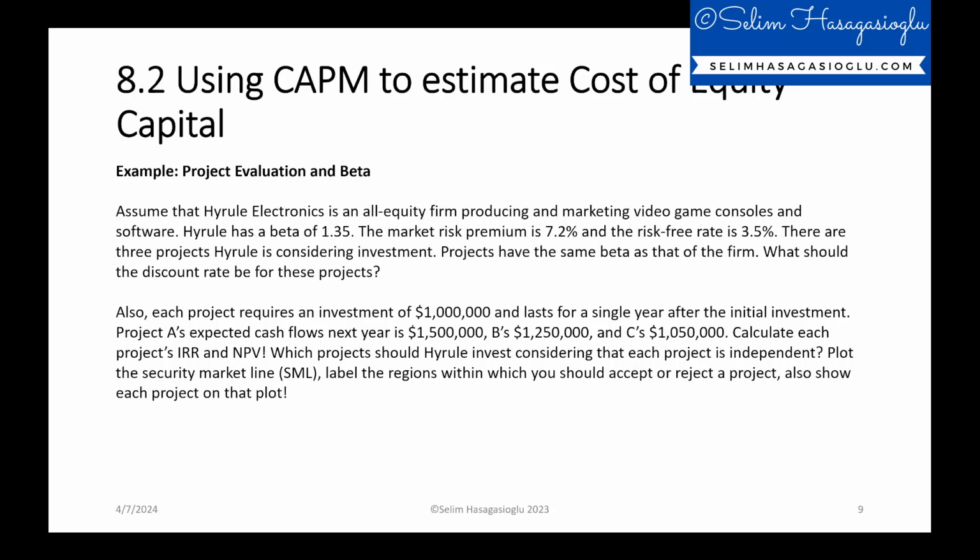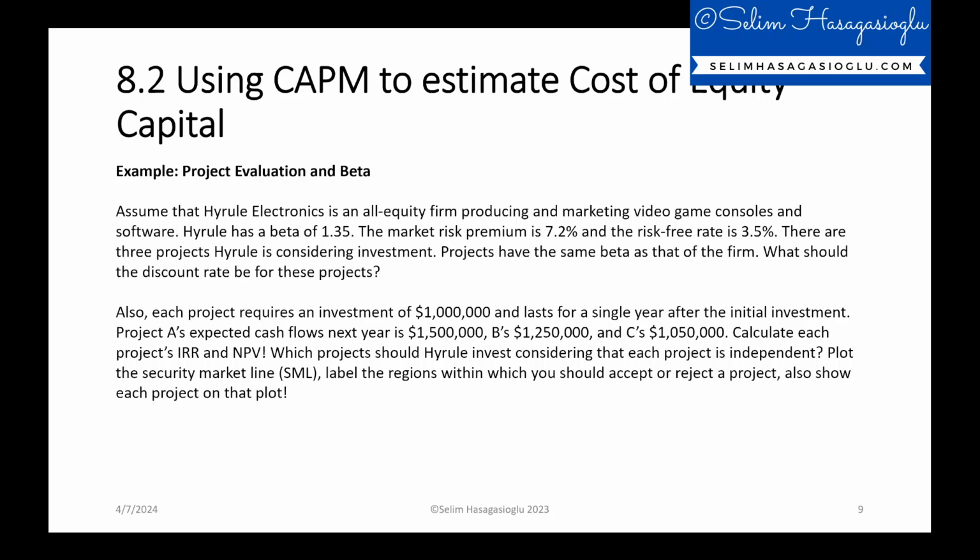Let's continue with a different example, project evaluation and beta. Assume that Hyrule Electronics is an all-equity firm producing and marketing video game consoles and software. Hyrule has a beta of 1.35, the market risk premium is 7.2%, and the risk-free rate is 3.5%. There are three projects Hyrule is considering investing in.